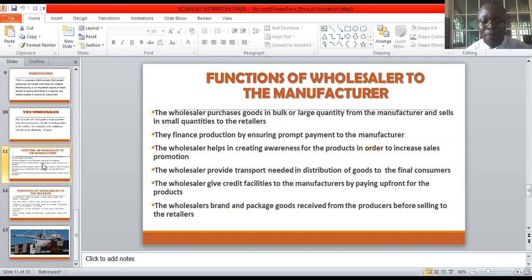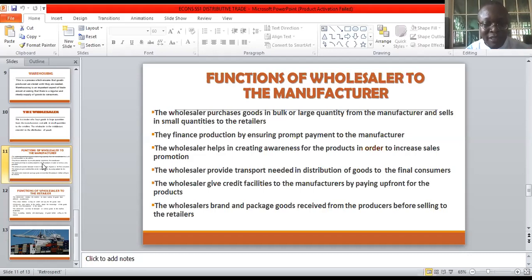the wholesaler also helps in creating awareness for the product, to increase sales promotion. It means the wholesaler must ensure that he advertises the product in order to increase the sales of that product.